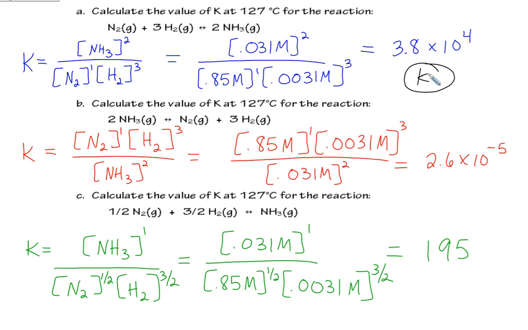Look what happens in the second one. In the second one, I flipped the equation. So we flipped our products and reactants, which really just means that we kind of like flipped our equilibrium expression. Do you see how that changed the value of K? If our equilibrium expression was flipped, so basically it was like the inverse, do you see that this is like just 1 over K? If I took 1 over 3.8 times 10 to the 4th, I get about 2.6 times 10 to the negative 5th.